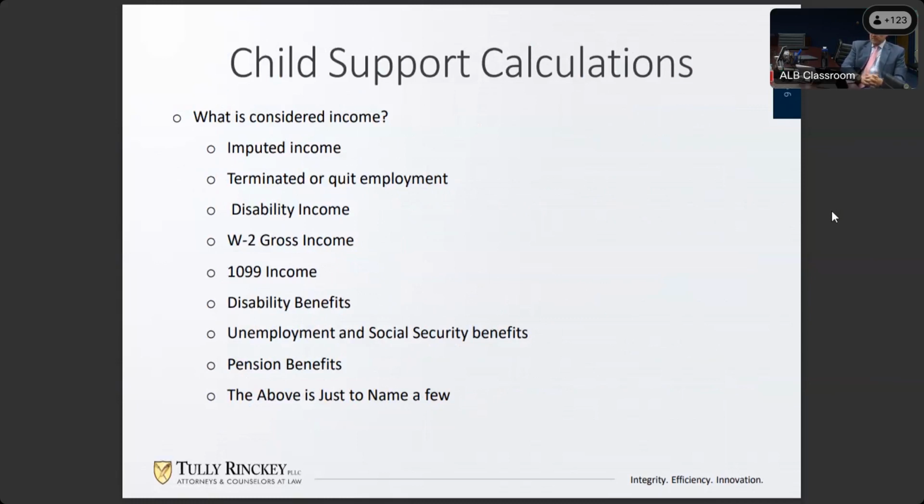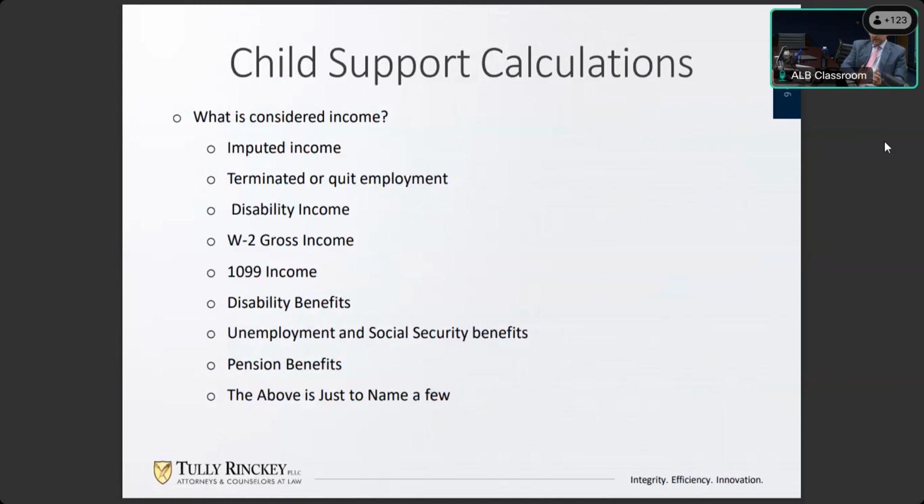1099 income, disability benefits, unemployment, Social Security benefits, pension benefits. These are just to name a few. Look at 413. It'll give you the full list of what income could be.